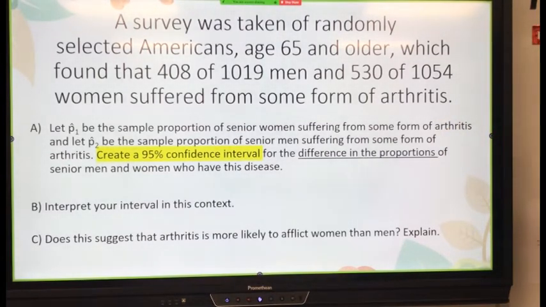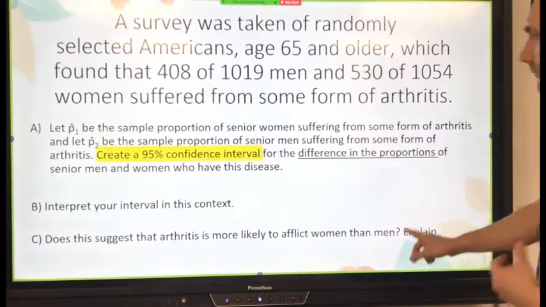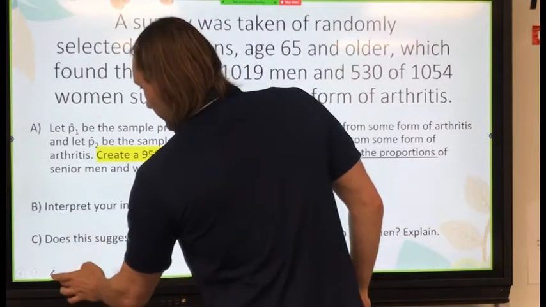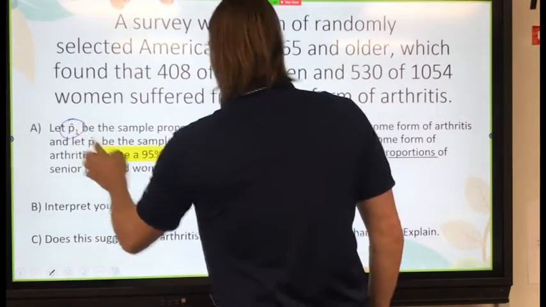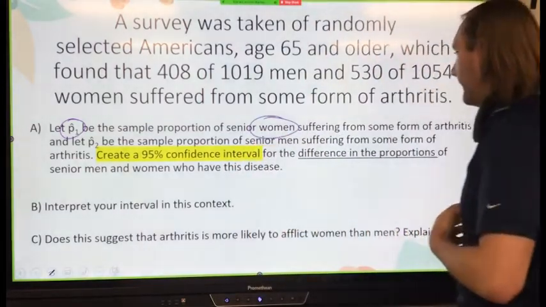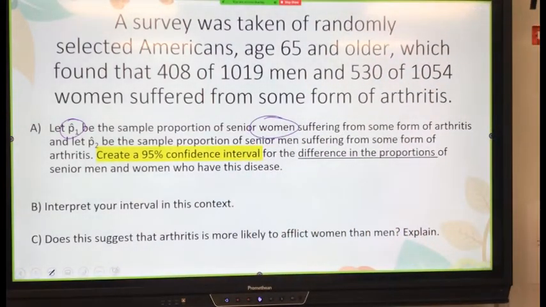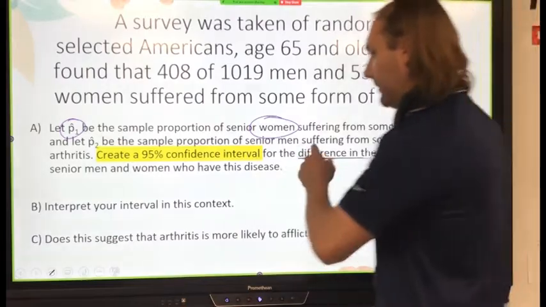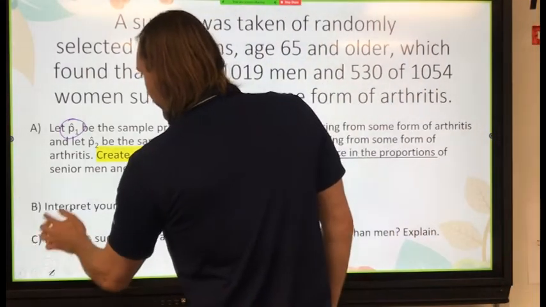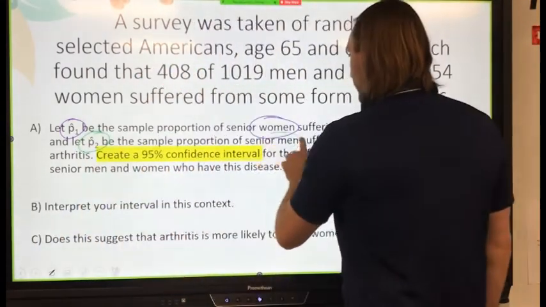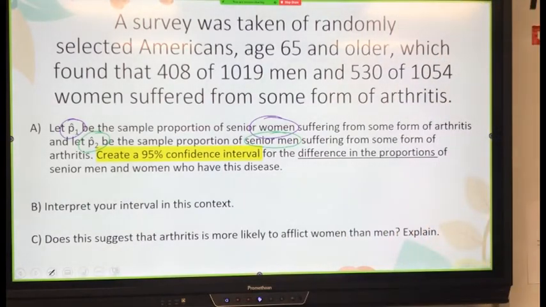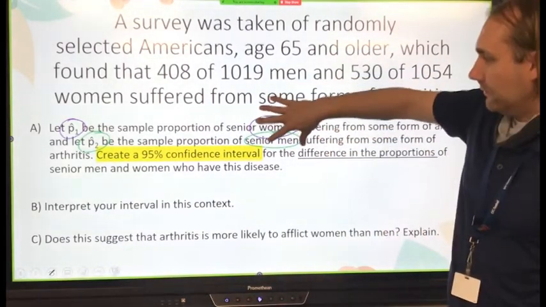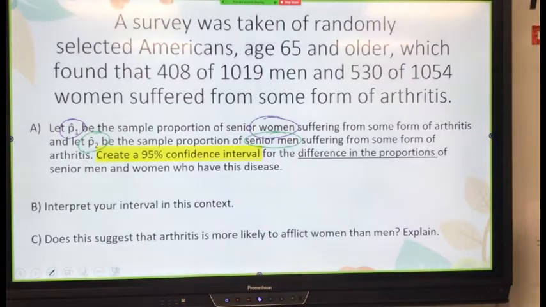Let P1 be the sample proportion of senior women. So my first value here, I'm going to look at women who suffer from arthritis, and P2 be the men. It's very important you get these lined up correctly. So notice we're comparing women to men. Create a 95% confidence interval of the differences in proportions of the senior men and women who have this disease.